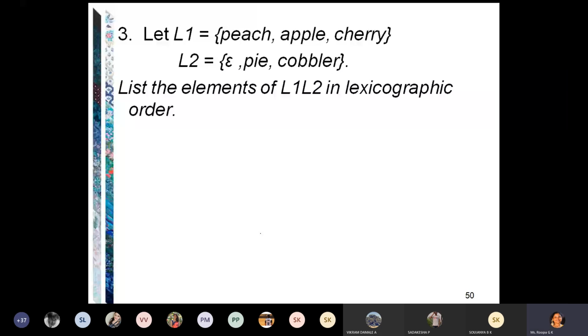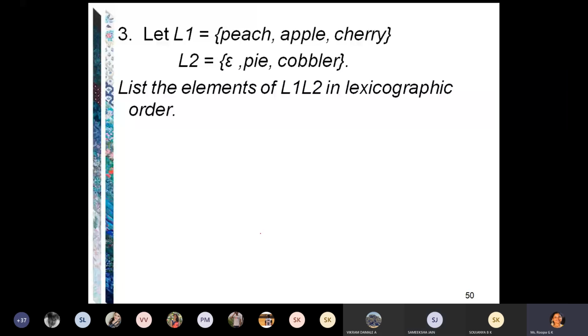Answer, students. Shortest first, then alphabetical order. The first point is string length, shortest first. Okay, then shortest first, then the second point is alphabetical order.